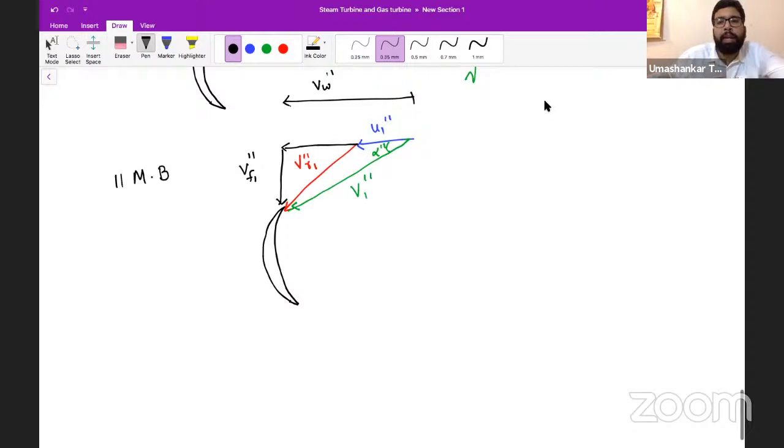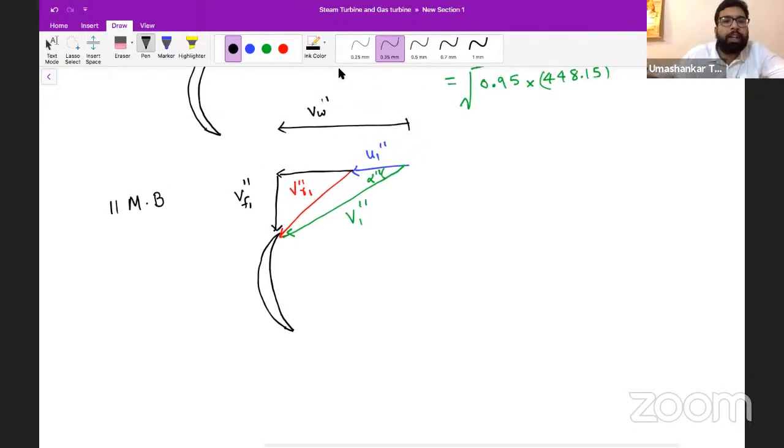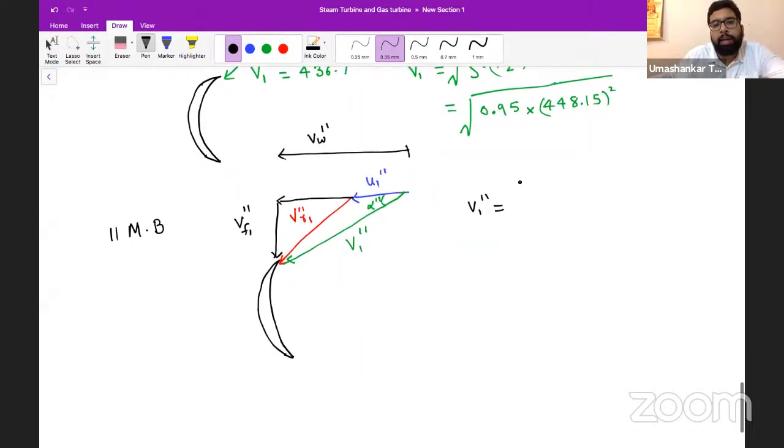So before making the exit velocity triangle, let us now calculate whatever we can calculate from this. We do require VW double dash, right? Yes or no? So we calculate everything from this inlet velocity triangle. We have this V1 double dash, which we have already calculated as 436.7.